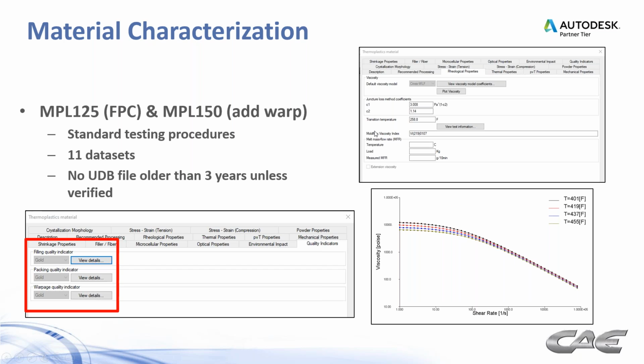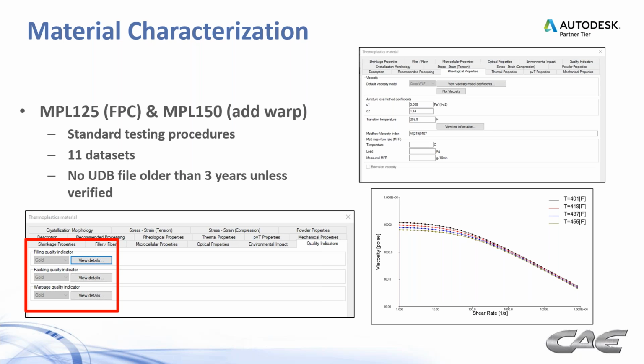And Moldflow has a database of some 11,000 materials now. Not all of them are fully characterized for those 11 data sets. And sometimes if they are, it might be old data. It might be something from back 20 years ago or more. So GM took it upon themselves to include this in the standards, that no UDB file older than 3 years could be used unless it's been verified.